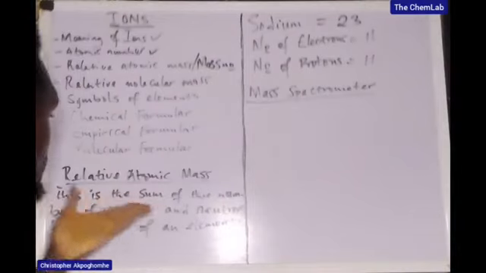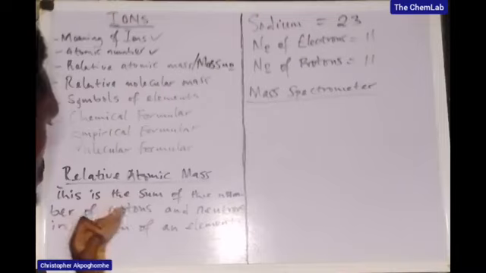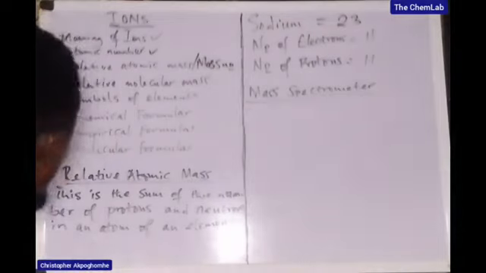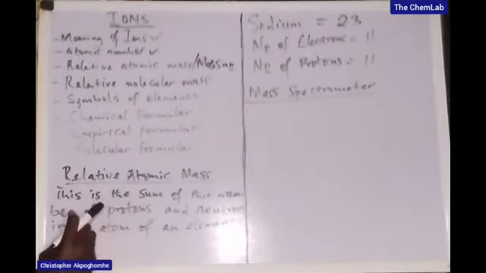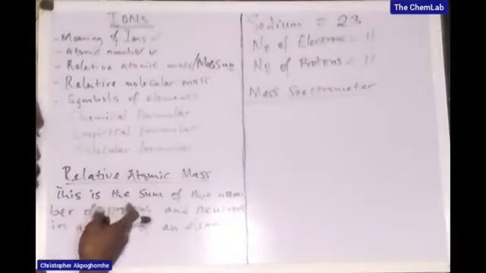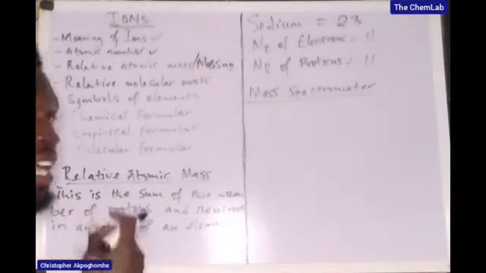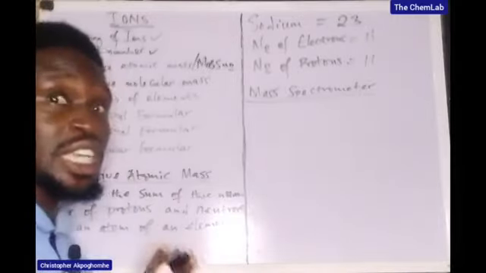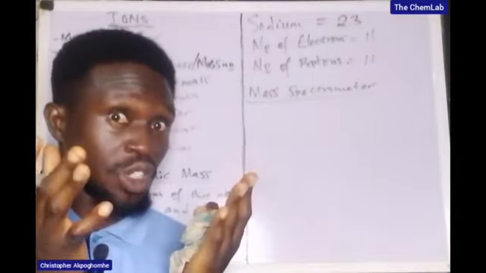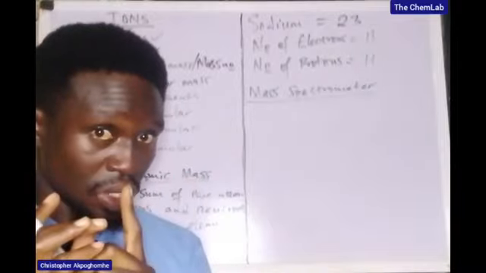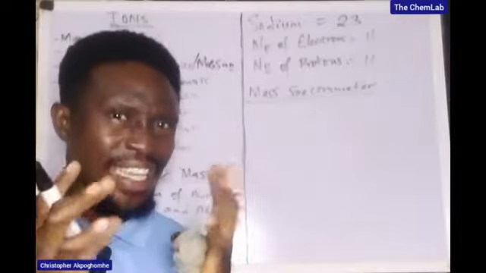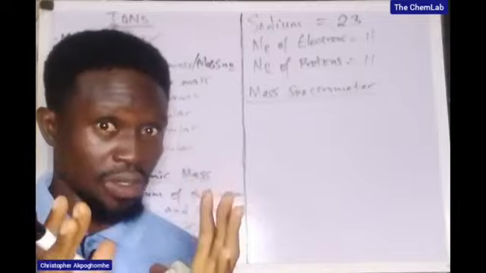So the relative atomic mass is the sum of the number of protons and neutrons in an atom of an element. Or I could say relative atomic mass is the estimate sum of the number of protons and neutrons in an atom of an element. This explanation is to make you understand better, to give you an idea of what relative atomic mass is all about.